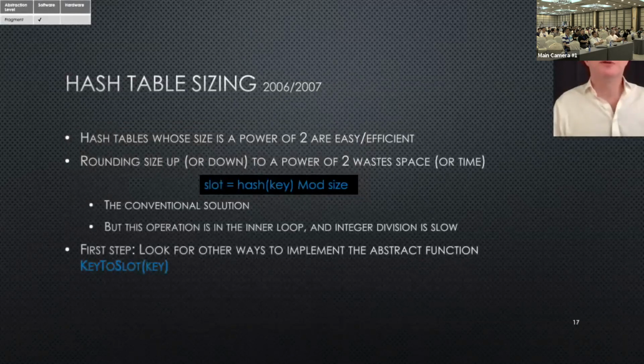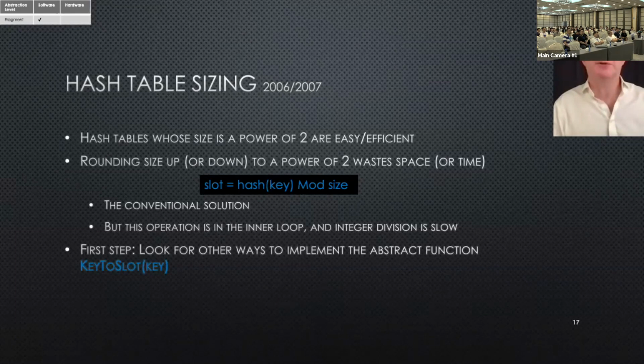Let me now move to another topic. How do you size a hash table? Well, it's very easy to handle a hash table whose size is a power of 2. You can compute a hash function and use, let's say, all of the bits of the hash function. Maybe you drop some number of bits to get a number of bits that corresponds to the size of the hash table, and it's not a difficult computation to do.